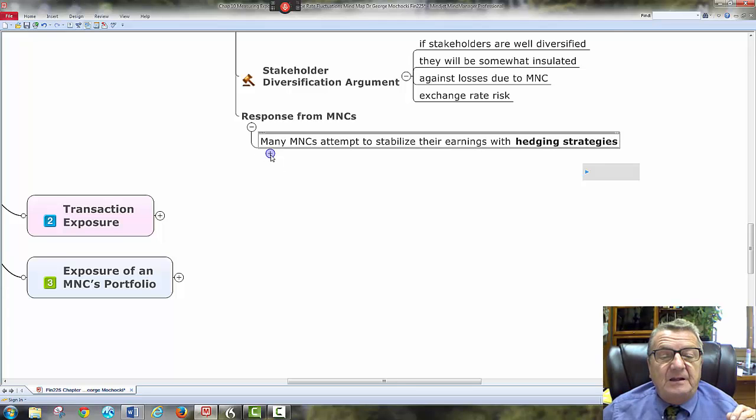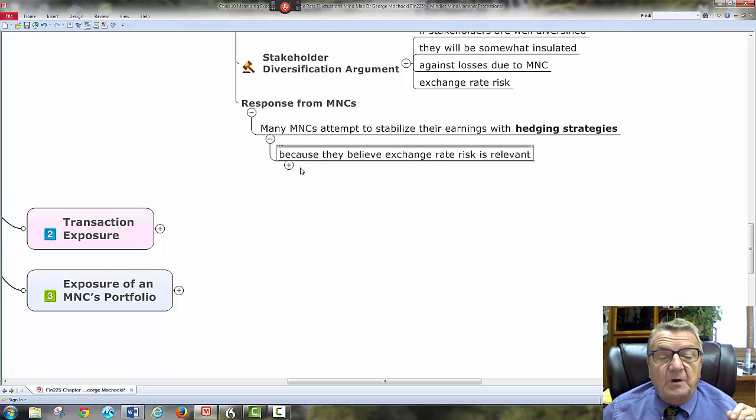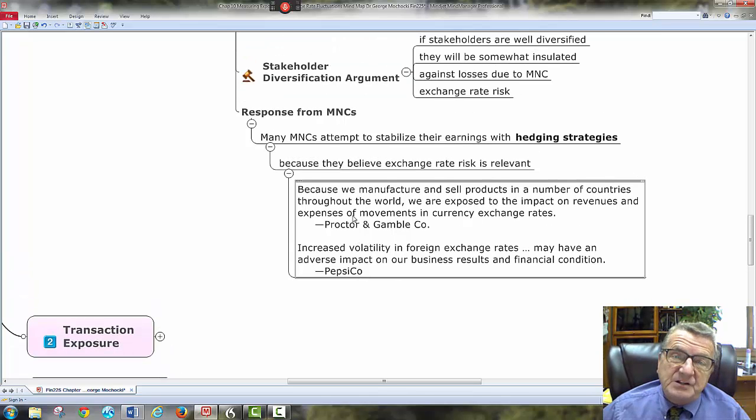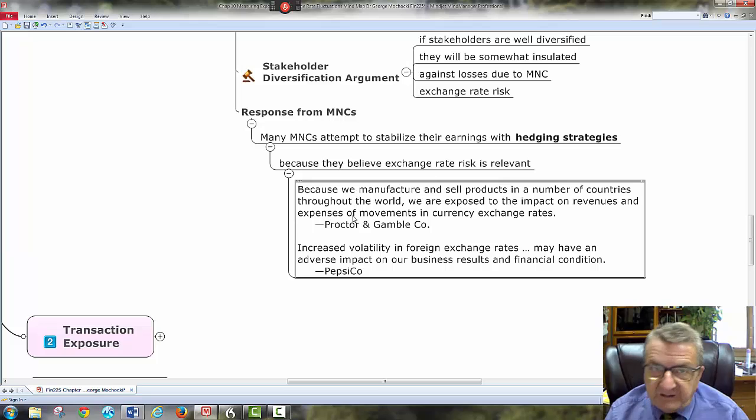Okay. So we have that, and here's the question. They believe the exchange risk is relevant, and here are some quotes. Because we manufacture and sell products in a number of countries throughout the world, we are exposed to the impact on revenues and expense movements in currency exchange rates. Procter & Gamble. Okay, so that's how they look at it. Increased volatility in foreign exchange rates may have an adverse impact on our business results and financial condition. Pepsi. You have to understand the exchange rate. You've got money coming in there. How much of my money, and what money do I pay, and what's it worth? Is it inflated? Is it deflated? What's China doing to money?